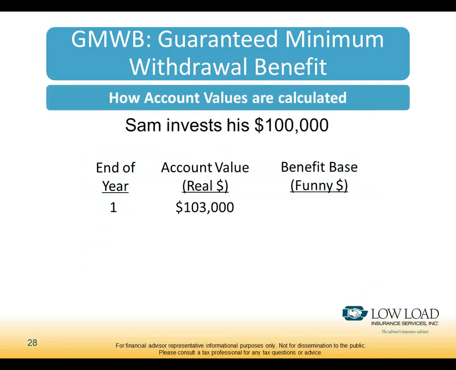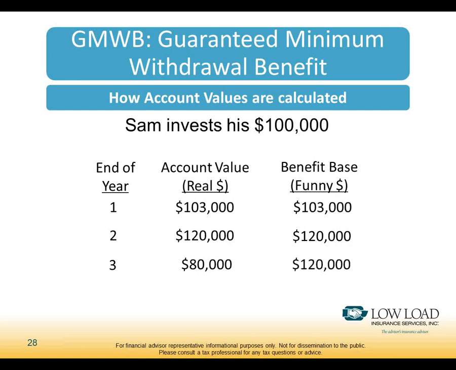So let's go back to our example. We have Sam. He's investing his $100,000 in this annuity, and at the end of year one, his account value has grown to $103,000. Since we don't have the guaranteed 5% growth, Sam's benefit base is going to be equal to the $103,000. Year two, his account value grows to $120,000, so his benefit base will step up to equal that account value of $120,000. Year three, where the annuity didn't do so well and the account value went to $80,000, his benefit base actually stays at the $120,000 since there is no guaranteed growth.